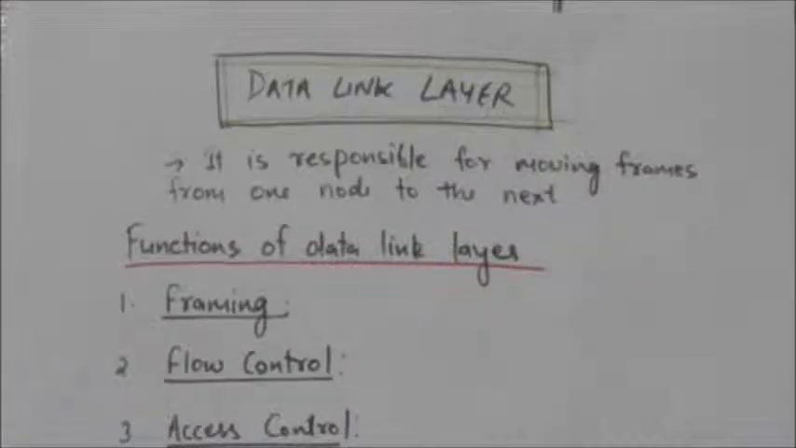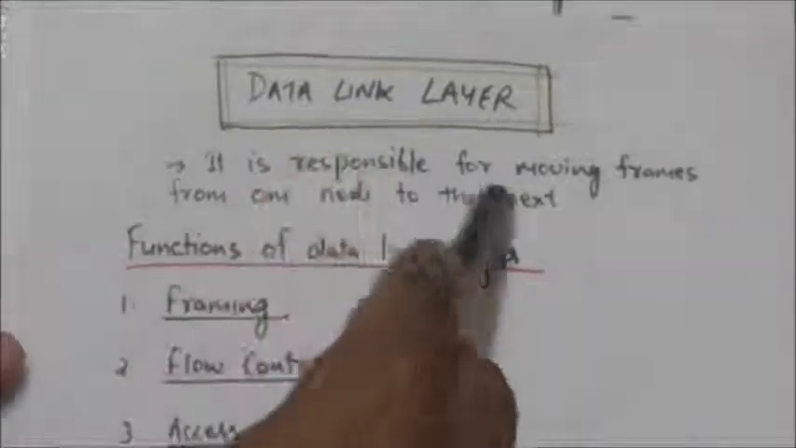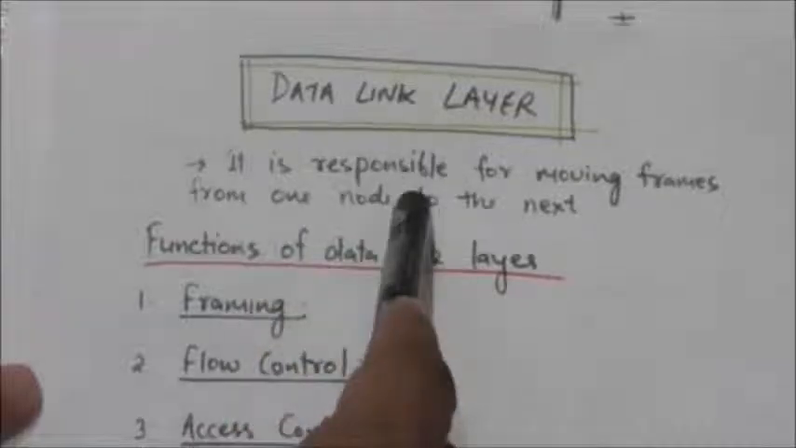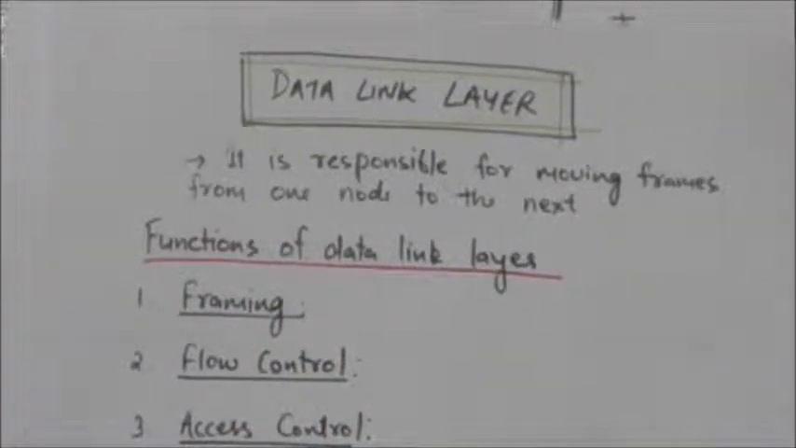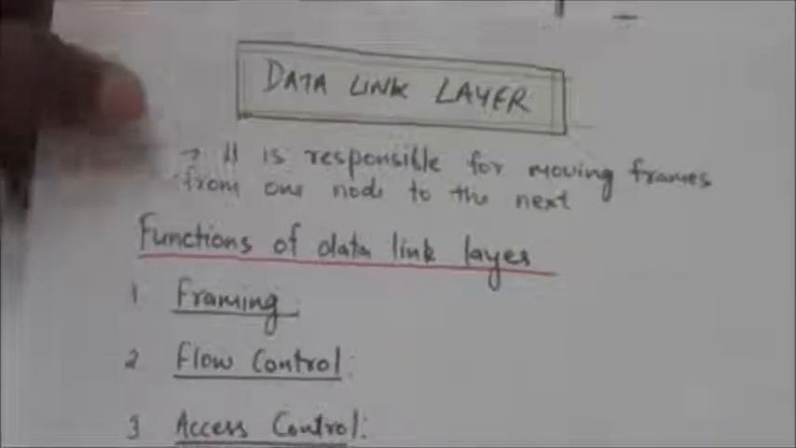Hello friends, welcome back. In this tutorial we are going to study the data link layer. The data link layer is the second layer of the OSI model. It is below the network layer and above the physical layer, right? This data link layer is responsible for moving frames from one node to the next. Now let us see the functionality of this data link layer.